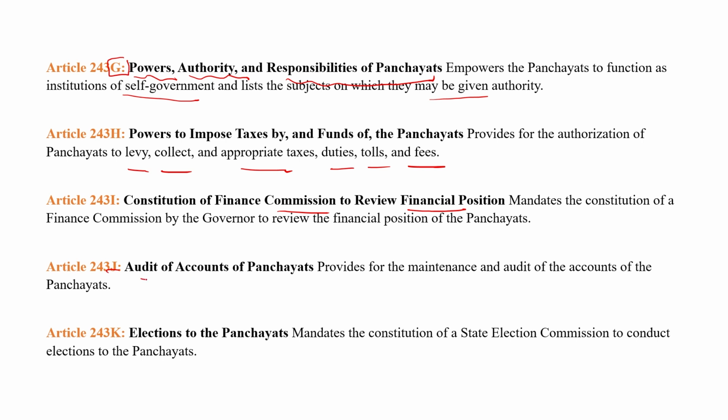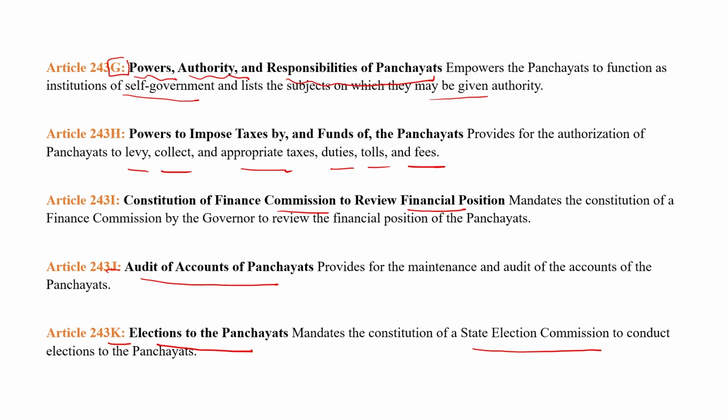J explains the audit of accounts of the panchayat. It is also important to audit the accounts of the panchayat. So Article 243J basically provides an auditor who will audit the accounts of the panchayat. K explains the election to the panchayat. It says that all the formalities and all the elections related to Panchayati Raj will be conducted by the State Election Commission, not the Central Election Commission.